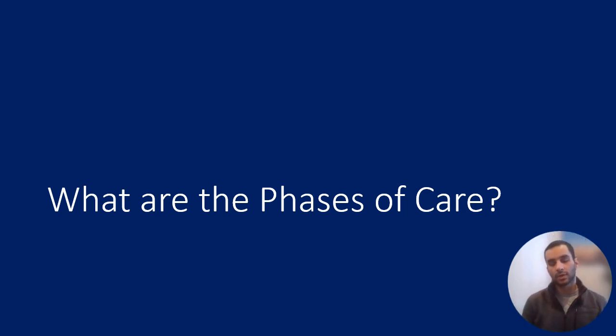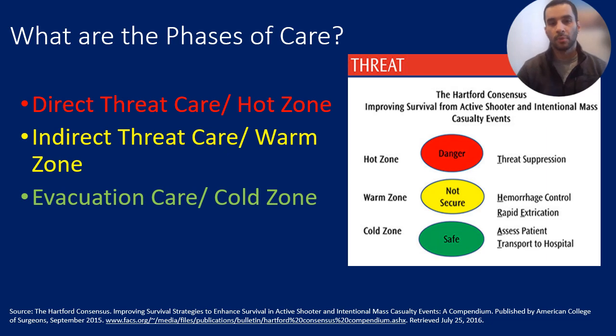Tactical Emergency Casualty Care divides care into phases. So we're going to review what those phases are right now. Here are the primary phases. 1, direct threat care, sometimes also called the hot zone. Indirect threat care, also called the warm zone. And evacuation care, also known as the cold zone. You can see these depicted graphically here in this document from the Hartford Consensus, which was put out by the American College of Surgeons. And the goal of these zones is to get care closer to the point of wounding and save more lives.